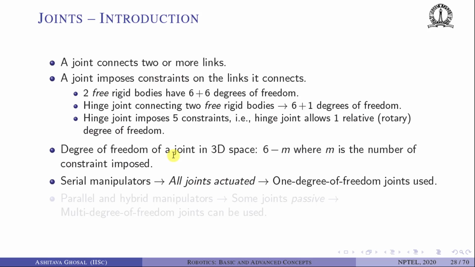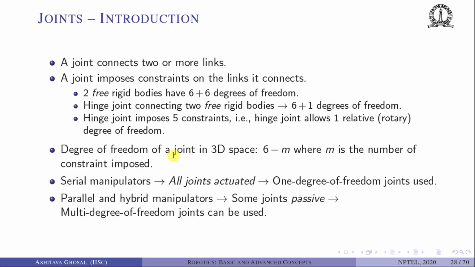To implement a multi-degree of freedom joint, we don't use multi-degree of freedom joints in a serial manipulator. However, in a parallel and hybrid manipulator, some of the joints are passive. We'll see this later as we go along in this course, that we can have passive joints in a parallel manipulator. And since these joints are passive and hence we do not need to put actuators, we can easily use multi-degree of freedom joints. So we'll see later that in a parallel manipulator, a spherical joint is used, or even a hook joint is used.